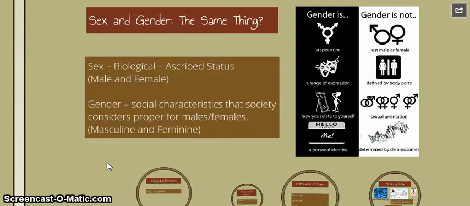Masculine was assumed to go along with male, feminine was assumed to go along with female, and the reason that is the case, and this is what sociologists will talk about, is because this is what we've been trained to be. That is, if you're a boy, there's certain expectations. If you're a girl, there's certain expectations, and they start on you very young.